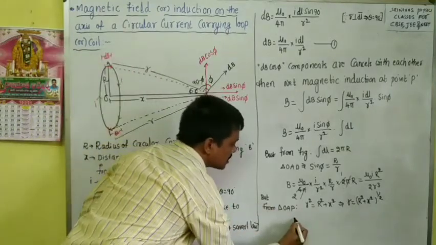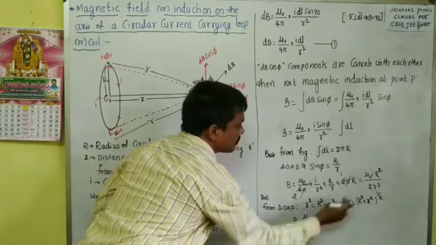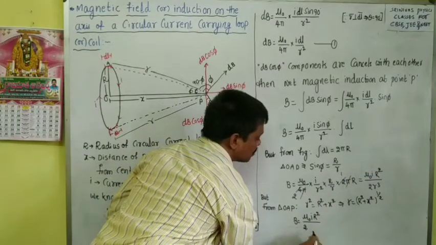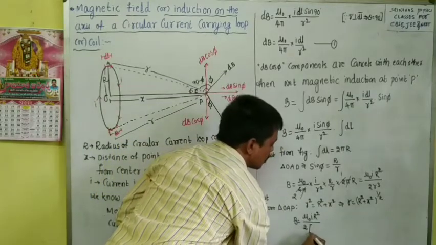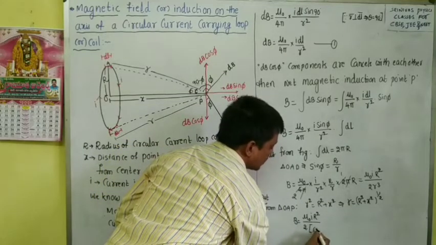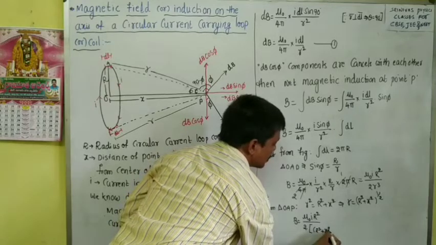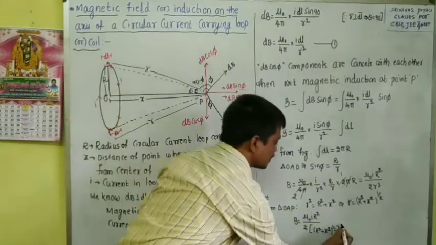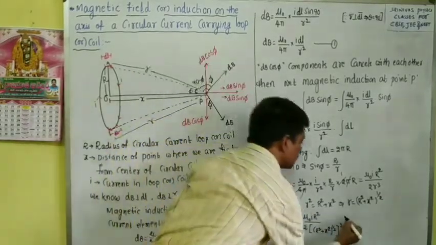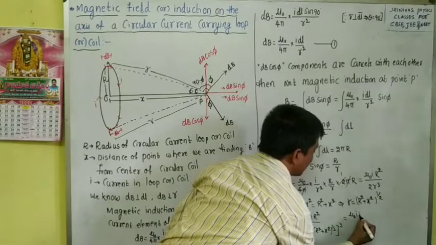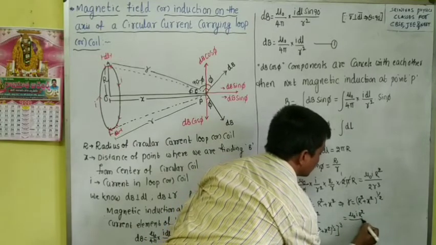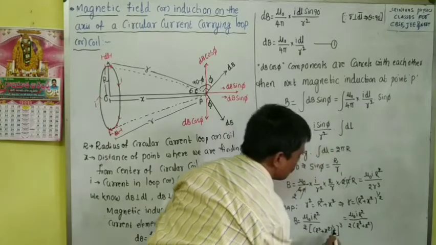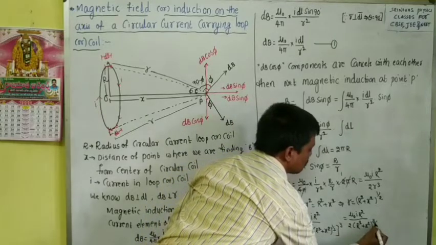Look here, B is equal to μ0 I r square by 2 into, what is the small r here? Small r we got as capital R square plus x square whole power 1 by 2. Okay, small r whole cube is there, we have to write whole cube. Then finally what will you get here? μ0 I r square by 2 of R square plus x square, this is whole power 1 by 2 whole power cube, then we write as whole power 3 by 2.